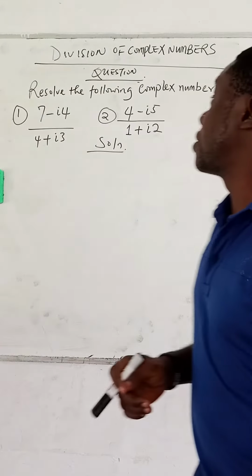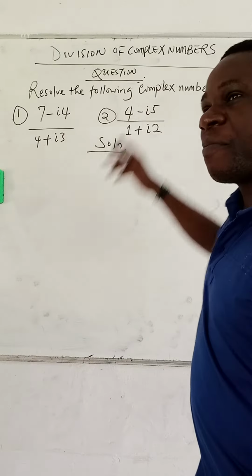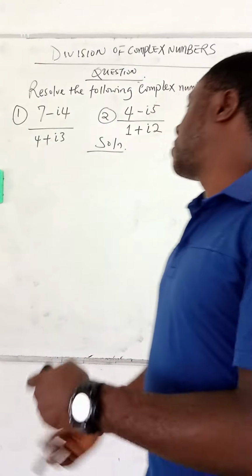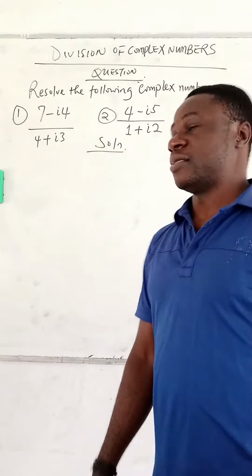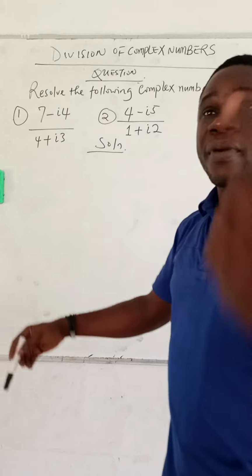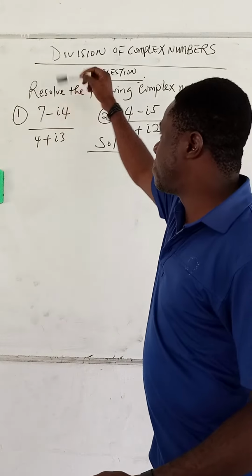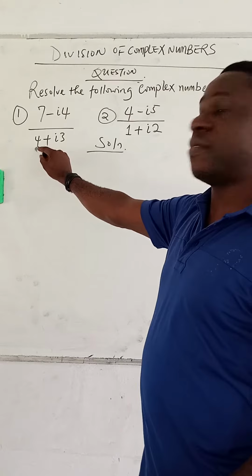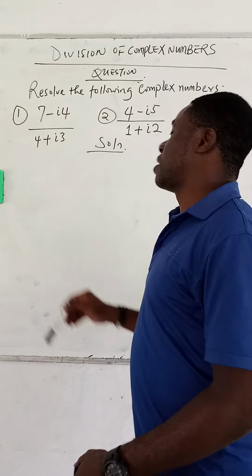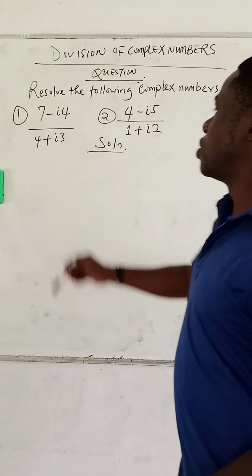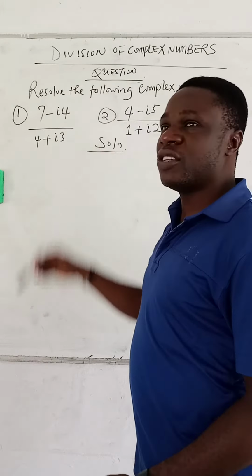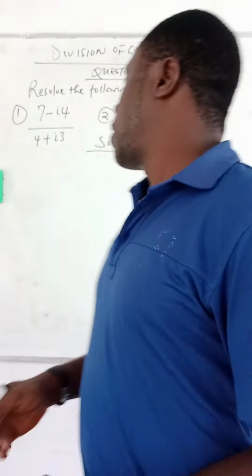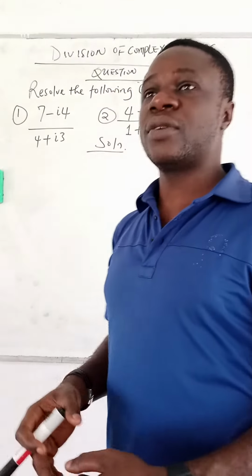In this particular class, we are going to consider how to solve problems involving division of complex numbers. How do we resolve a problem like this? If you look at it, this is a complex number comprising the real number part and the imaginary part. And this is also a complex number consisting of a real part and an imaginary part. So this is like dividing one by the other. If you have a problem like this, how do you resolve it? We are going to see how it is applied.